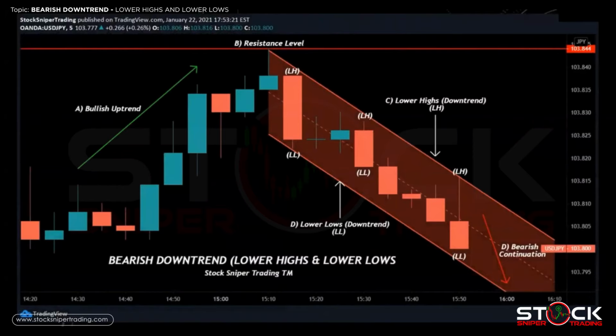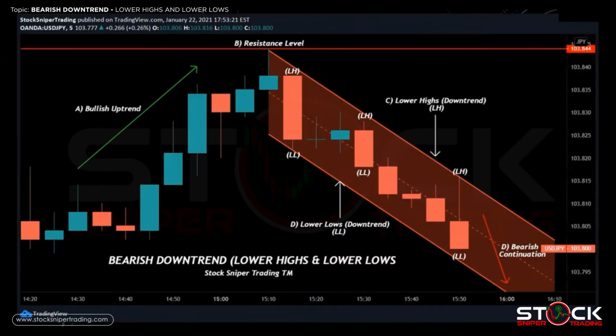This is an example of a bearish downtrend making lower highs and lower lows on our TradingView chart. And in this particular example, we are looking at the USD JPY pair, and we are on the 5-minute time frame where each individual candlestick is 5 minutes. And we can see we have a bullish uptrend where the US dollar is stronger than the Japanese yen.